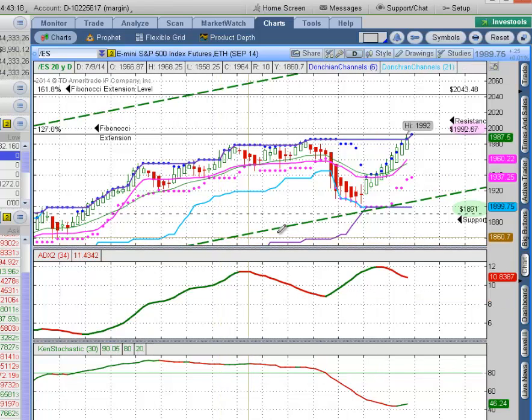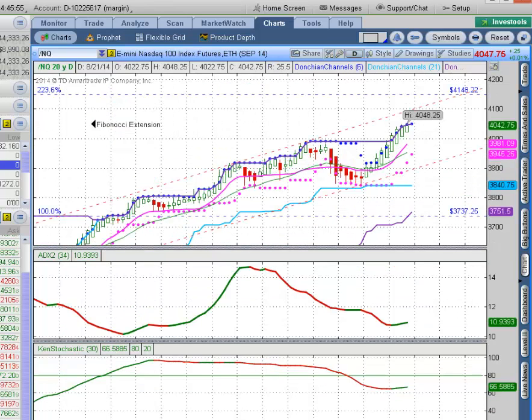We remain in the long-term uptrend channel. Resistance is at 1992, and this is the 127% Fibonacci extension level. Support is at 1891 as seen by the green oval.